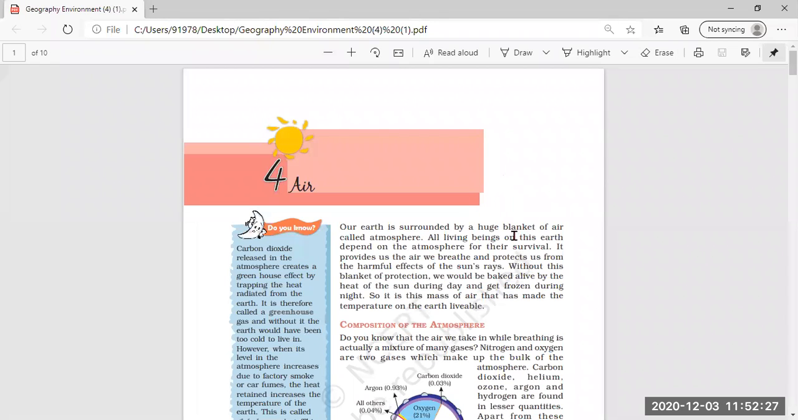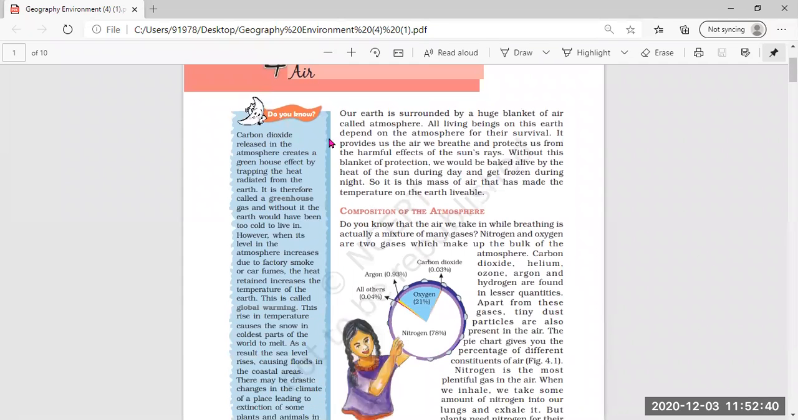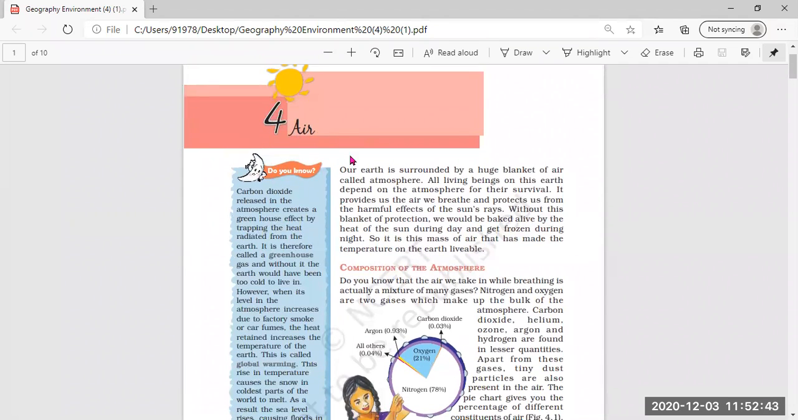Good morning, students. Today we are going to continue with our geography class, lesson number 4, that is air. In this lesson, first of all, we should know the meaning of air. What do you mean by air?